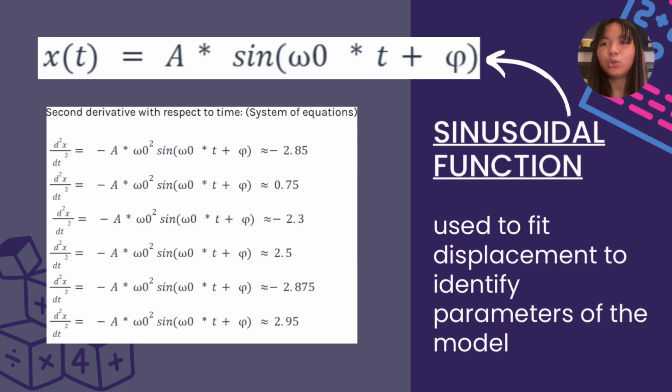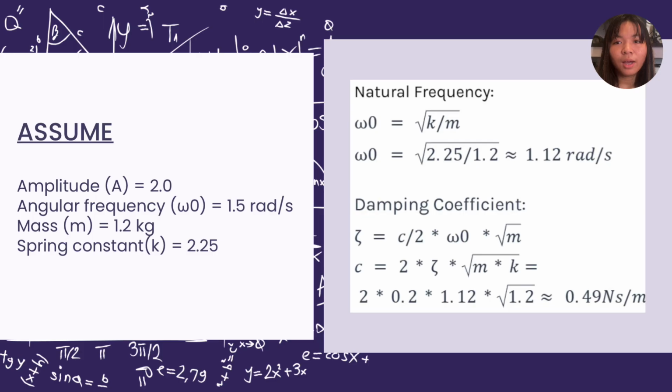A sinusoidal function is used to determine the parameters of the simple harmonic oscillator given the second derivatives with respect to time, as seen in the figure. Assuming an amplitude of 2.0, angular frequency of 1.5, mass of 1.2 kilograms, and spring constant of 2.25, from the sinusoidal function we arrive at the natural frequency of 1.12 radians and damping coefficient of 0.49.